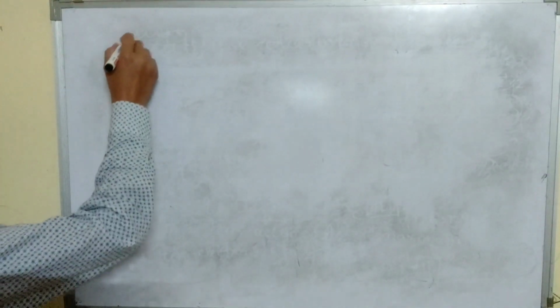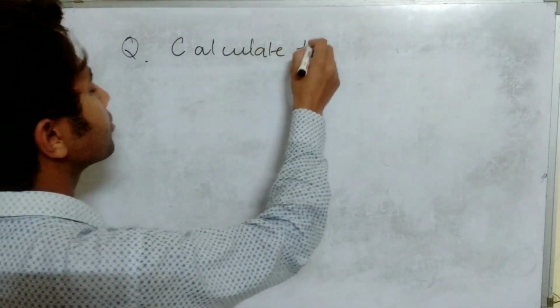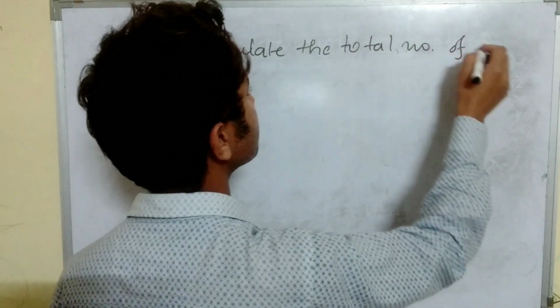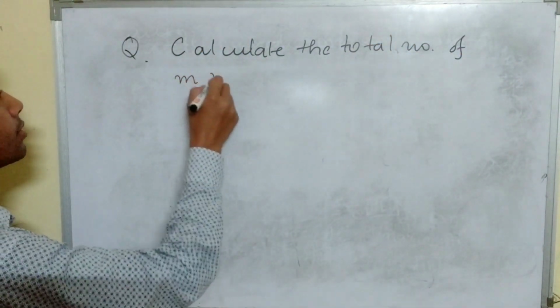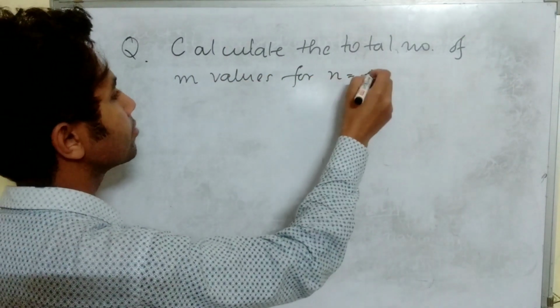So students, we may see another question. Calculate the total number of m values for n is equal to 4.